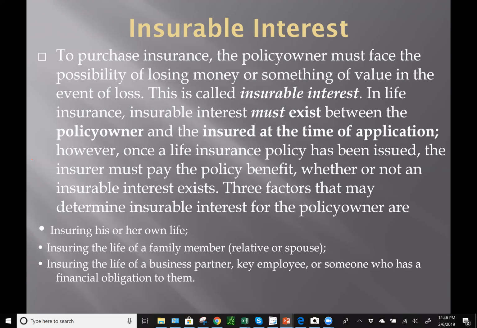So this is important that you know that insurable interest has to exist between the policy owner and the insured, which means who has nothing to do with insurable interest? And hopefully you're thinking beneficiary. Okay, so make sure you know that the beneficiary has nothing to do with insurable interest. Three factors that may determine insurable interest are insuring his or her own life, insuring the life of a family member, relative, or spouse, or insuring the life of a business partner, key employee, or someone who has a financial obligation to them. And that would be like credit life insurance, which I will talk about in a later chapter.